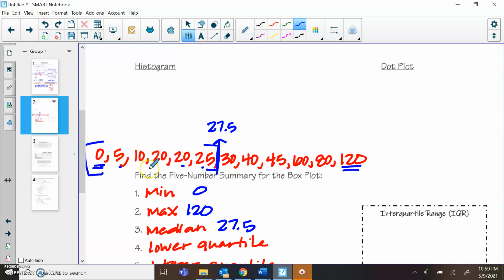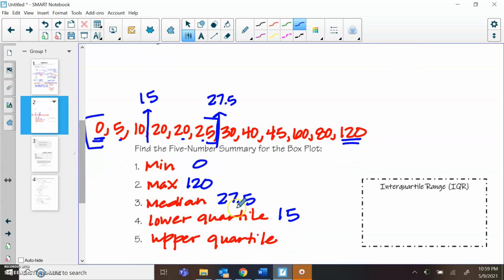When I get to the middle, these two are in the middle. And well, what's in between 10 and 20? That is 15. So the lower quartile is 15. And then so you can imagine what the upper quartile is. It's the middle of the upper half.